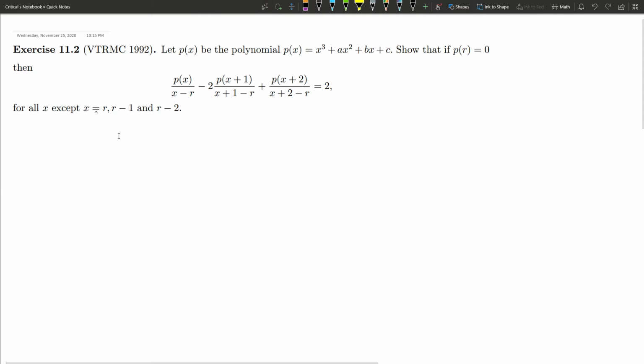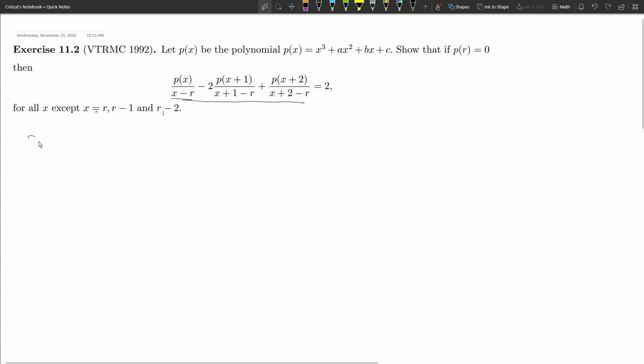Hello. In this video, we'll try to do a problem from Virginia in 1992. What we have in this problem is a polynomial, and we're told that R is a root for that polynomial. What we're asked to do is to simplify this expression over here down to 2. We're also given some restrictions on x so that we don't divide by 0.